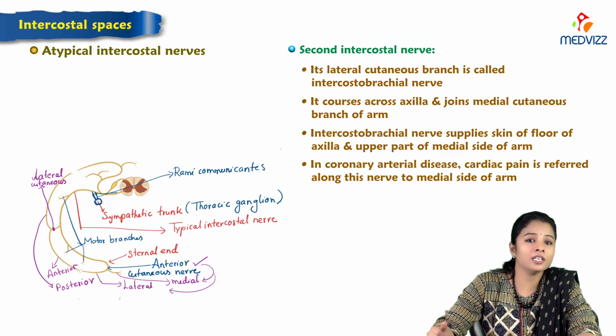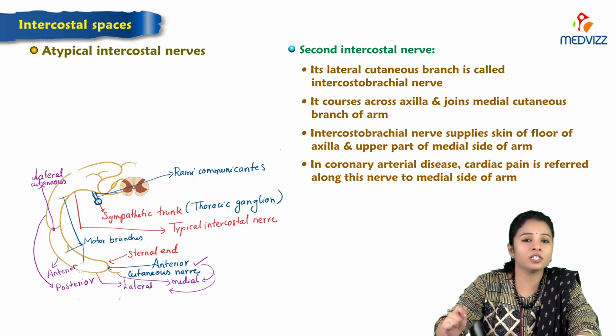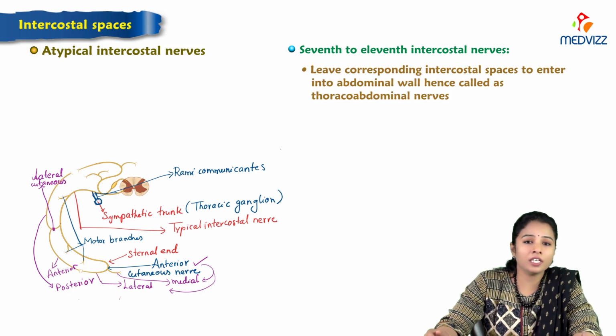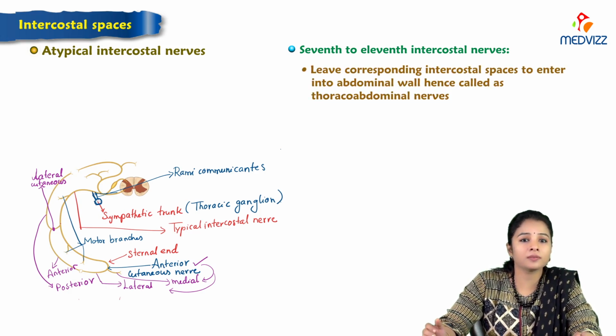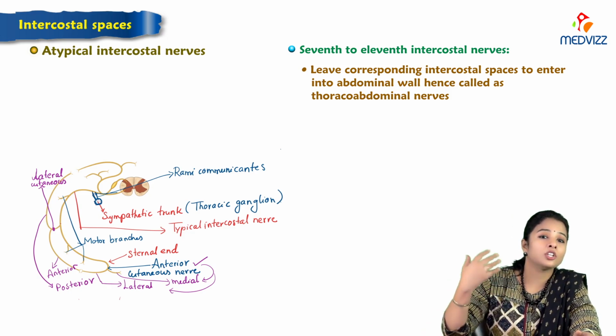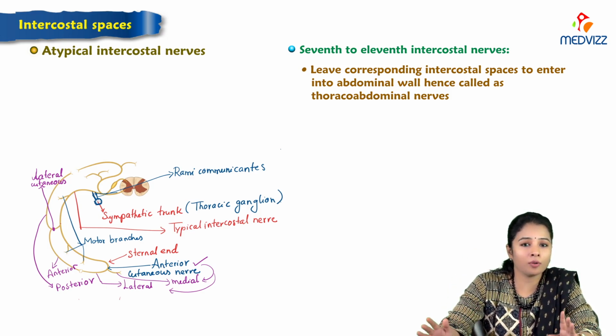So that is the clinical importance of the intercostobrachial nerve, which is present with the second intercostal nerve, which you won't see in the other nerves. So that is the point of difference. And the other atypical nerves are the 7th to 11th intercostal nerves, which we will discuss together. These nerves leave the corresponding intercostal space to enter the abdominal wall. Hence, they are all called thoraco-abdominal nerves. They not only supply the thoracic region, they also supply the abdominal region. That is the reason they are called thoraco-abdominal nerves.